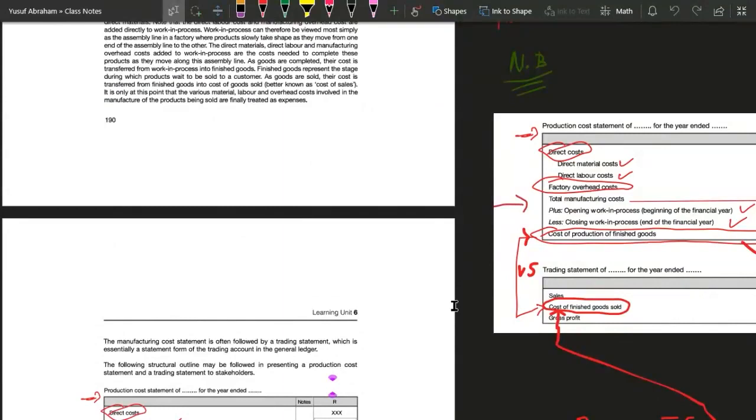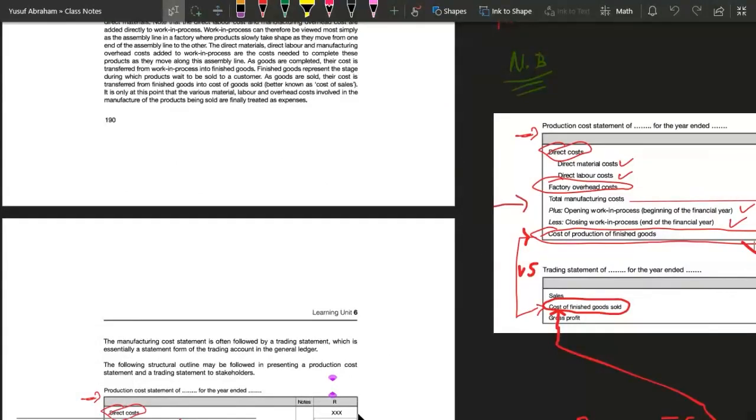So we're going to have a statement. Remember, there are multiple statements. Remember your income statement, remember your statement of financial position, your balance sheet. These are statements. They show you what we have, right? What has been done, right? The same thing for the production cost statement.